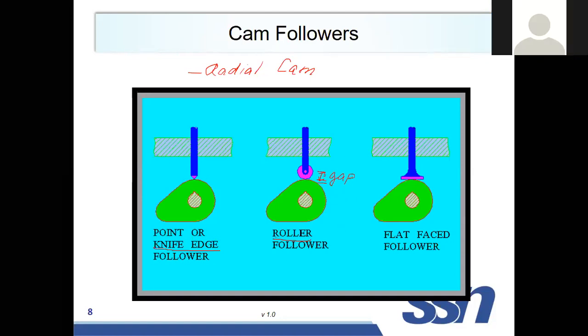The prime circle radius. Radius of the roller, sir. Yes, it is the radius of the roller. Here it is direct contact, no?